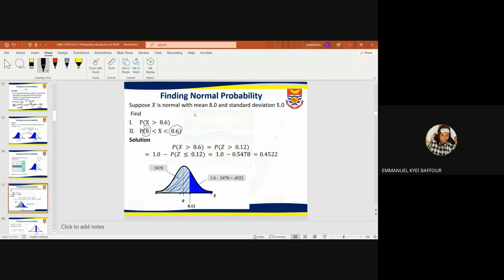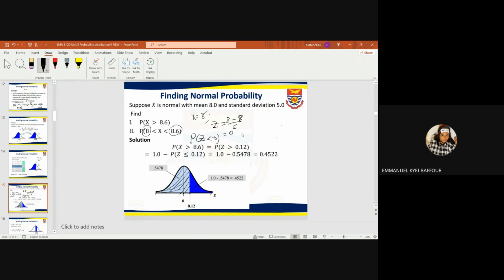Then for x equal to 8, your z-score will be equal to 8 minus the mean, divided by the standard deviation, which is 5. So this is going to give you 0. So it means we will be interested in the probability that z is greater than 0.